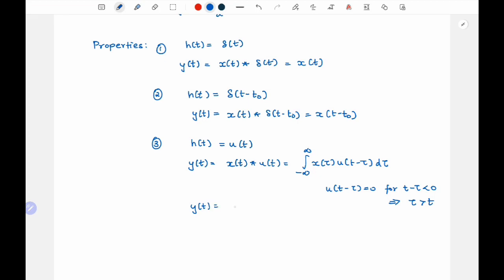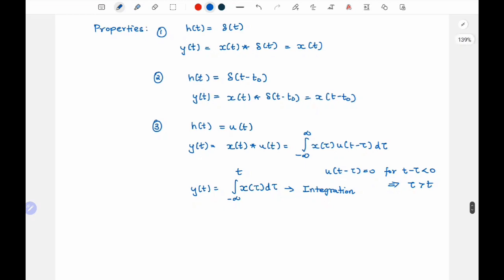So y of t is integral minus infinity to t, and in that region this u of t minus tau is 1. So it will just be x of tau d tau. So this you can see is just the integration. So convolving with the unit step function gives us an integration. So you can actually see some pattern. When you convolve with the unit impulse, you actually get the same signal. And unit step function is nothing but the integration of the unit impulse. And when you convolve it with the unit step, you actually get the integration of the input signal itself.